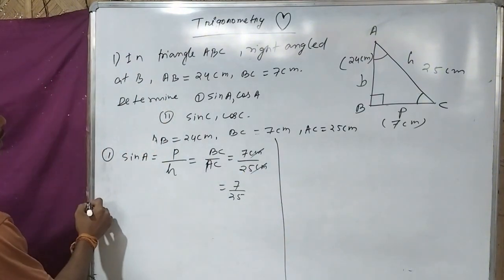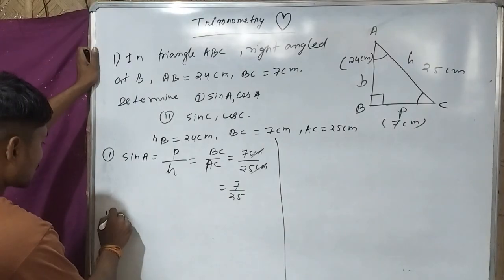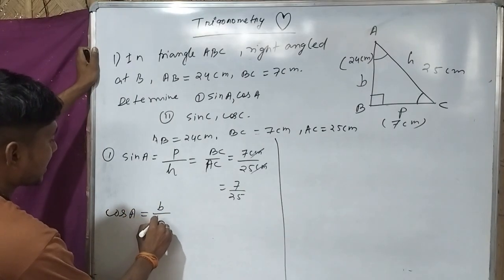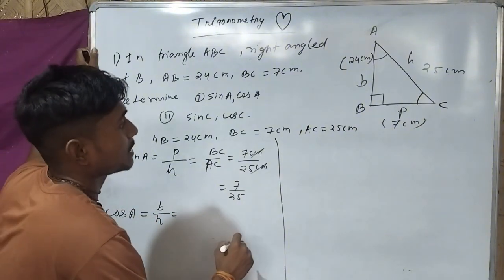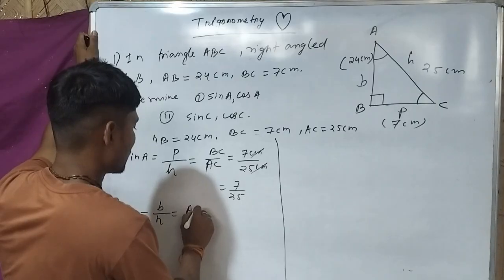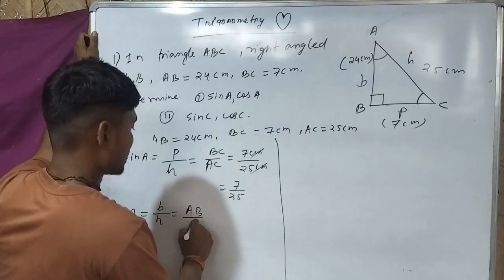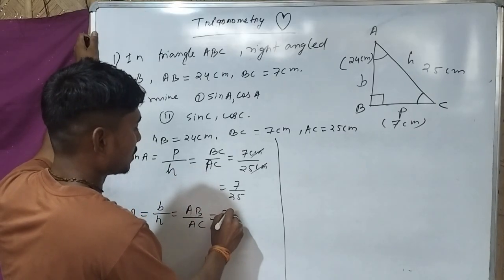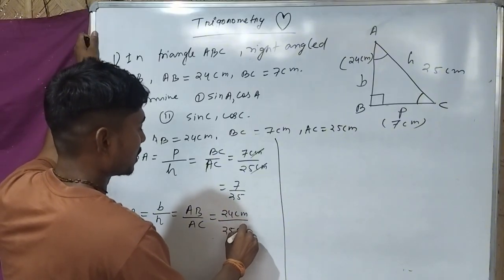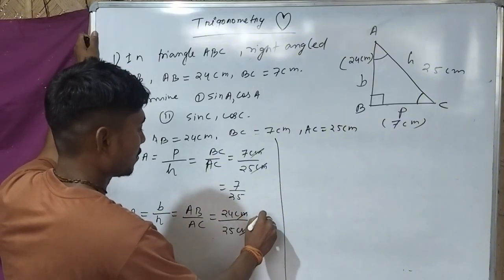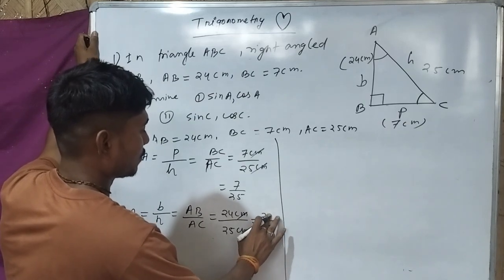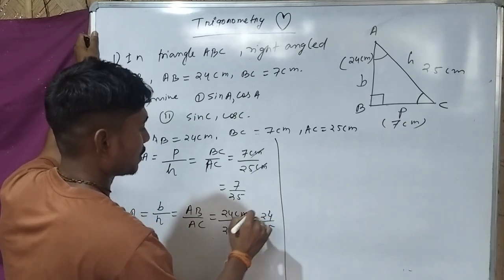Now next is given cos A. Cos A means base by hypotenuse. What is the base with respect to angle A? AB is the base and AC is the hypotenuse. AB is 24 centimeter, and the hypotenuse is 25 centimeter. So you will get 24 by 25.